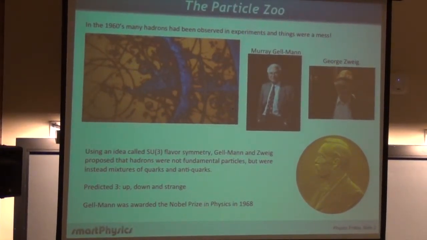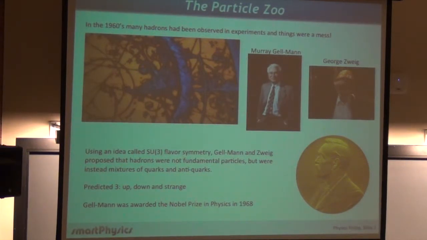I've harped long about how physics is basically made up of different symmetries. And so we say that there's some flavor symmetry involved here. I'll talk more about that a little bit later. But the proposal of these guys was that indeed these hadrons were made up of quarks. And at the time, they predicted three quarks: the up quark, the down quark, and the strange quark. Essentially, all quarks were predicted to exist before they were found. So this is definitely a case where theory is leading experiment. That's not always the case.